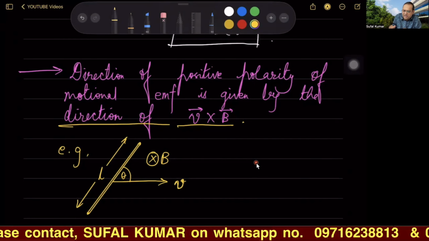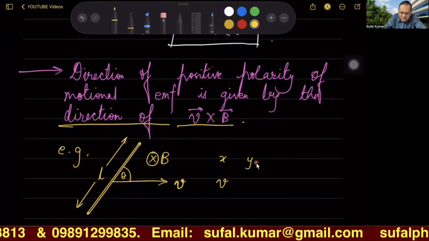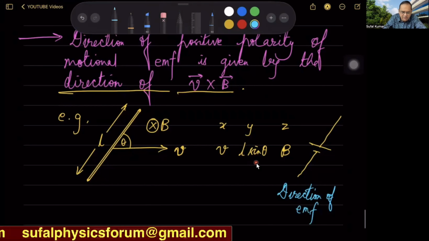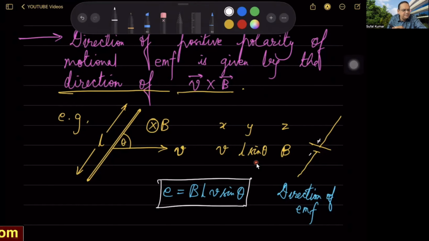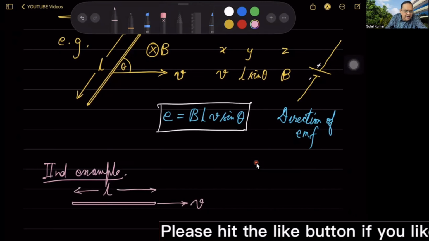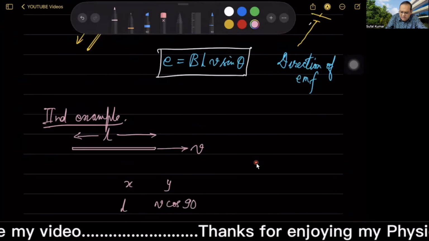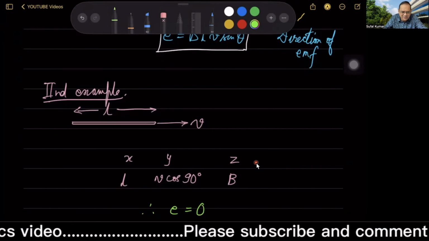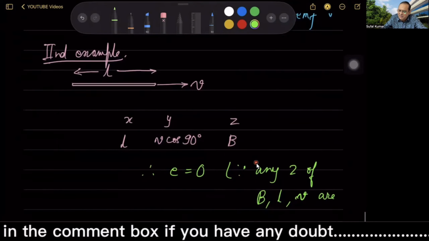So first vector to second vector, anti-clockwise this way, positive polarity. Y, L sine theta, Z, B, direction of EMF. E is BLV sine theta. Another example, second example: this time the rod is along X, equal to L, B is Y, cos 90 degree, Z is B. Here E is equal to 0, since any two of B, L, V are parallel.